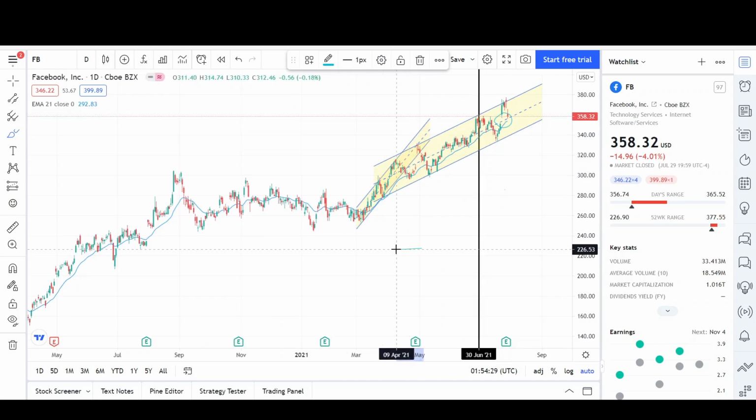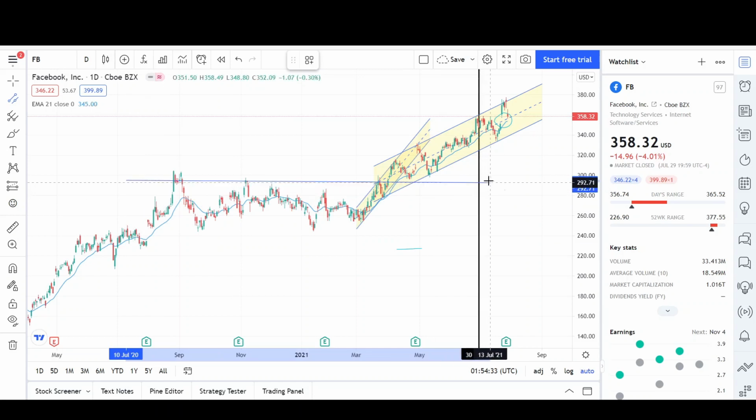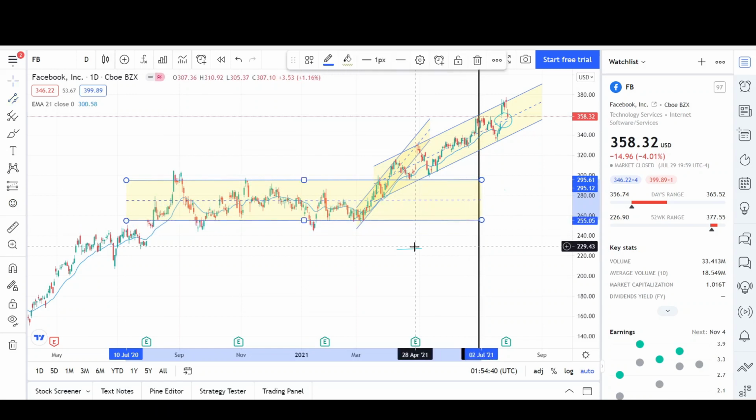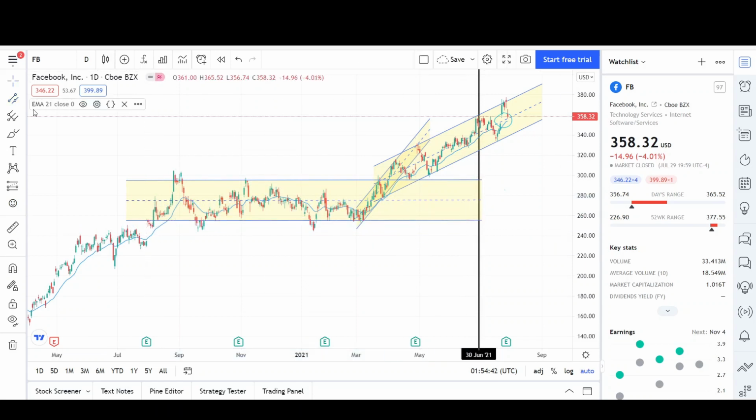If I go just a little further back, you can see that the previous price action was in a range. Facebook was inside of a range. That's what we have here. And then we broke outside of it, usually the same size as the range. Let's just see where this ends up.